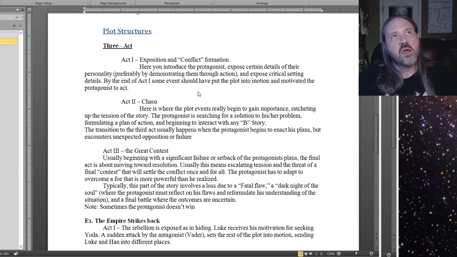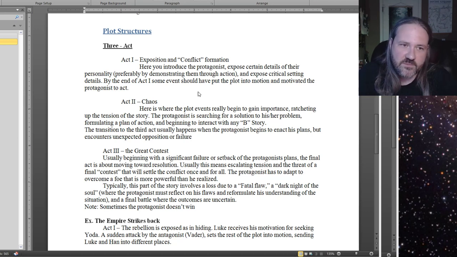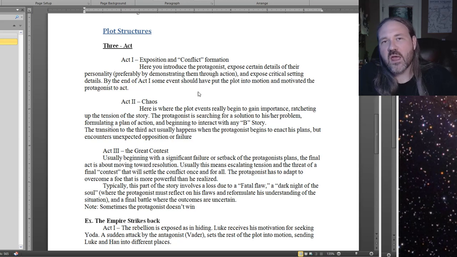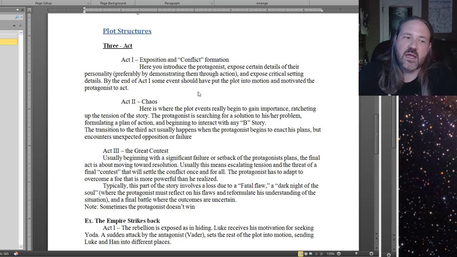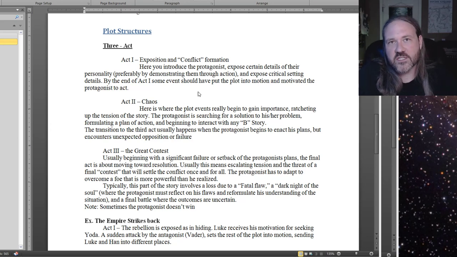Critical setting details are those setting details which are going to have an impact deep into the story. So if you're writing science fiction, you need to expose the details. You need to show the audience that there's interstellar travel, for instance, if there's interstellar travel. If you think of something like Star Wars, the first shot is spaceships, so it lets you know right away. If you're reading Dune, right away you've got traveling to another planet, and you've got talk about spice and all that kind of stuff. So you've got a lot of that stuff that's exposed.